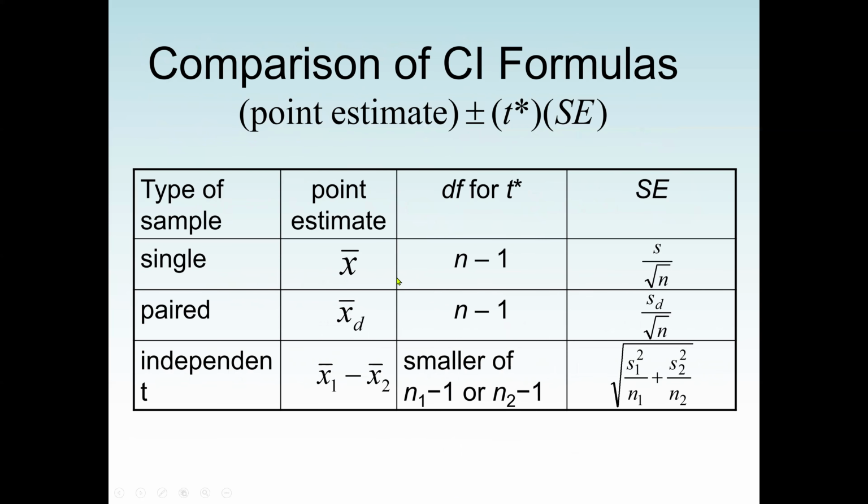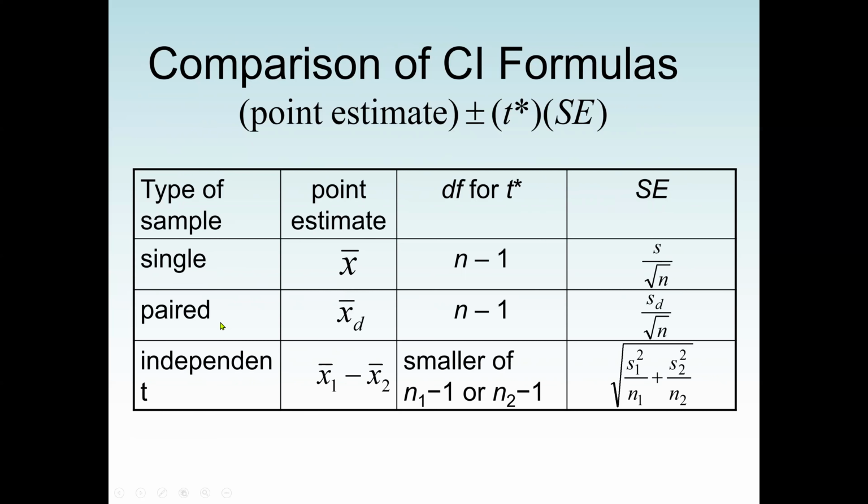So this is the comparison of confidence interval formulas. For the type of sample, we use a single sample. The point estimate will be only the x bar. Degree of freedom for t is n minus 1. And the standard error will be s divided by the square root of n. We use this again at the beginning in unit 11.